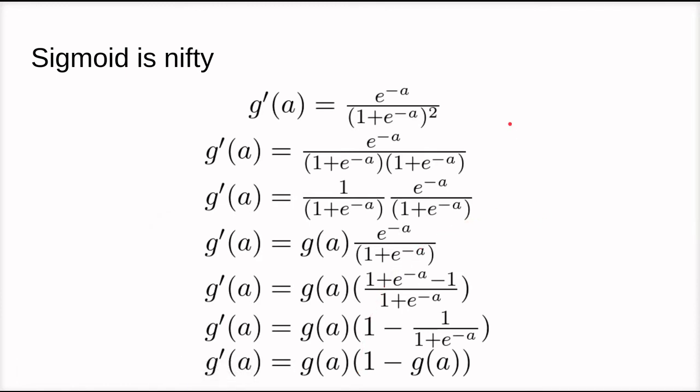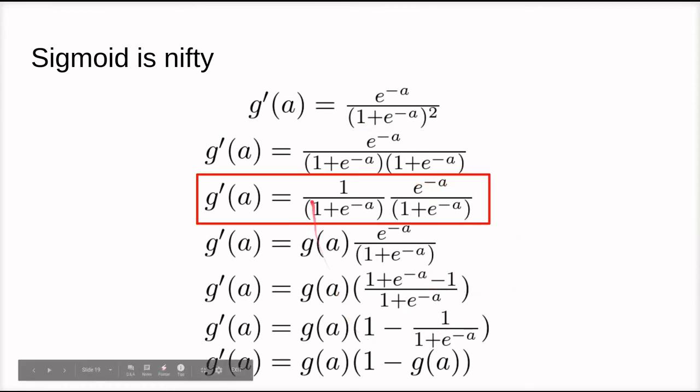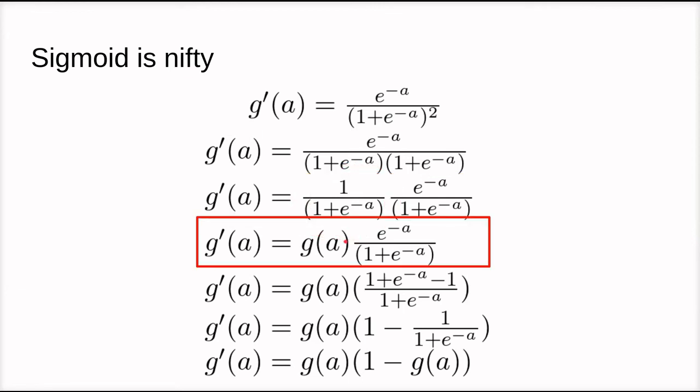The sigmoid has a very nifty property, that if we step through these algebraic steps, we'll see that we can expand the denominator, expand the square out. We can then rewrite this as two fractions, 1 over 1 plus e to the minus a times e to the minus a over 1 plus e to the minus a. This first term here is simply the sigmoid function, so we can rewrite it as such. And then we want to ask if there's anything we can do with this term, the e to the minus a over the 1 plus e to the minus a. And there in fact is.